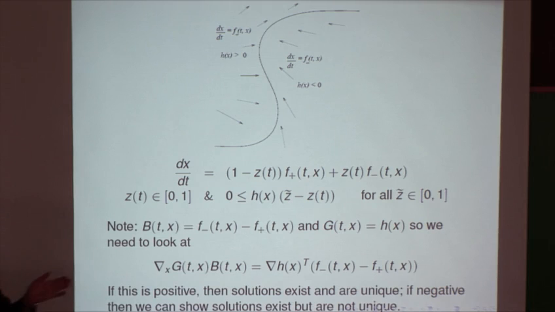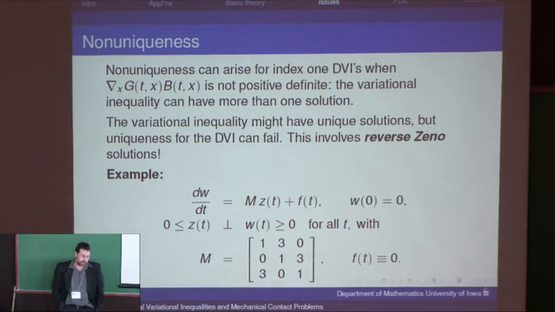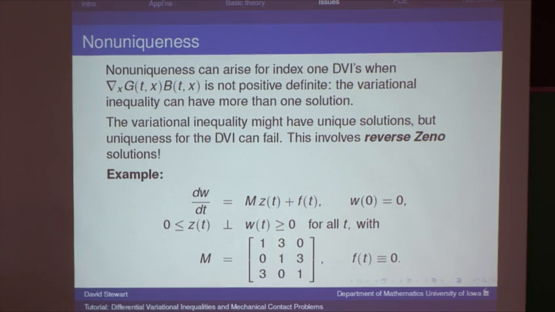When they're both pushing towards the discontinuity, that's the case above. If they're both pushing away, it's still possible to stay on the discontinuity by choosing the right combination, but it's unstable in the sense that if you move off slightly on one side, you get pushed off on that side; you go a little bit the other way, you get pushed off in the other direction. So you get a multiplicity of solutions, and solutions are not necessarily unique. Non-uniqueness can arise for index 1 DVIs when this is not positive definite, like the situation I just described. If the two vector fields are pushing away from the discontinuity, you just hop a little to one side or the other and get pushed away, and this can happen spontaneously.